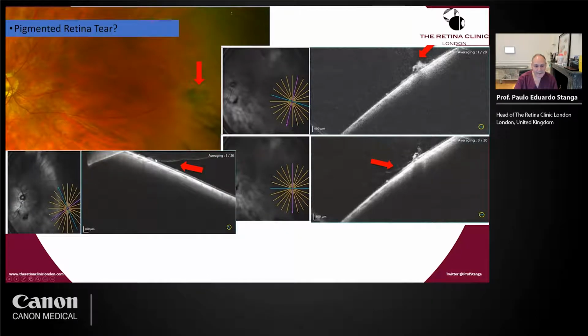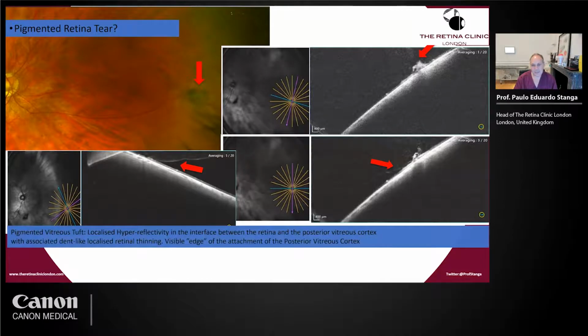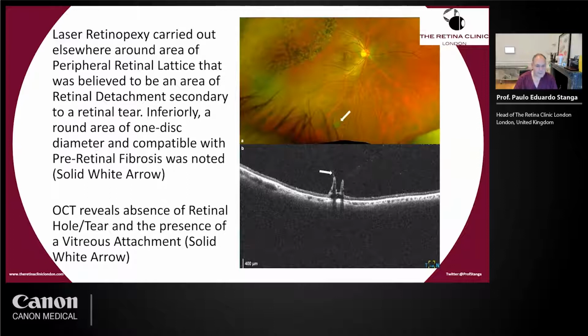And in this patient, we can easily see the edge of the PVD. So we can see that the PVD is almost, if not, complete. So very reassuring for the patient. We know PVD is a progressive process.